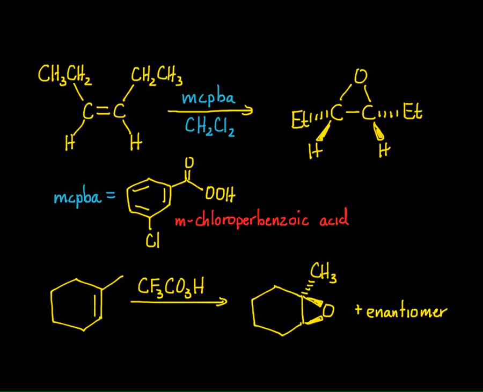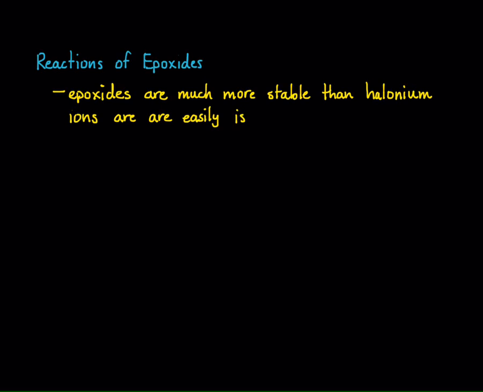Now the cool thing about epoxides is their reactivity. And so if you think about epoxides, they're much more stable, obviously, than halonium ions or mercurinium ions, and they're easily isolated. The reason for this is because they're neutral compounds, and so you can isolate epoxides relatively easily, whereas you can't really isolate halonium ions, and you can't isolate mercurinium ions that well. You can, but we typically don't because it's followed by hydrolysis.